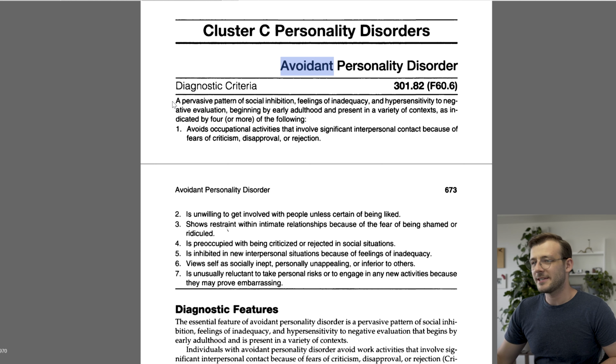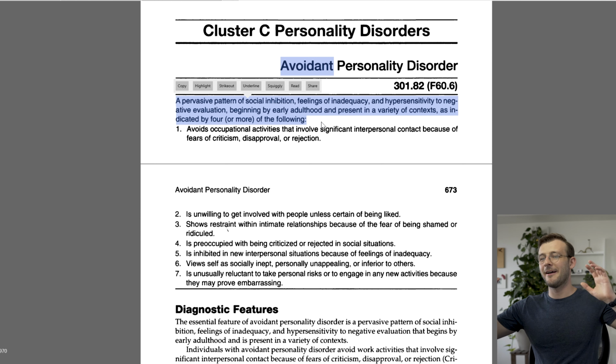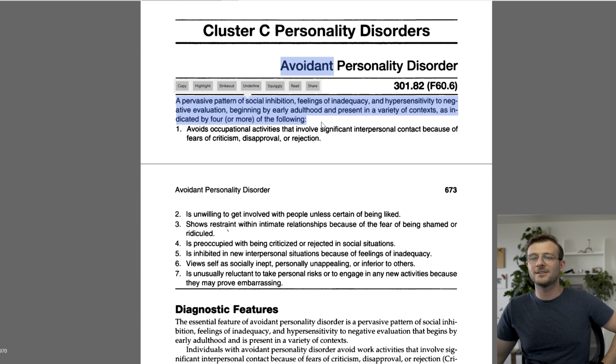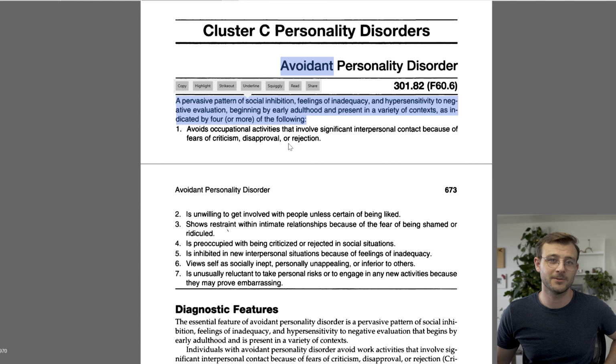So, avoidant personality disorder: a pervasive pattern of social inhibition, feelings of inadequacy, and hypersensitivity to negative evaluation, beginning by early adulthood and present in a variety of contexts, as indicated by 4 or more of the following. Okay, that was a mouthful. Let's break this up a bit. First of all, it's pervasive. It's a personality disorder. It's been there your whole life, really.